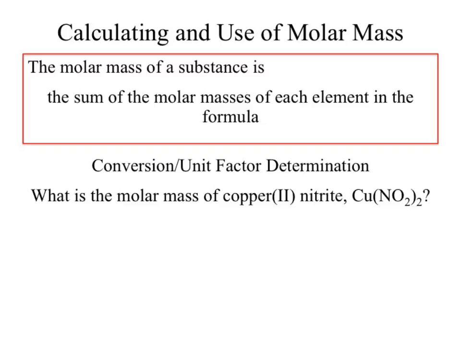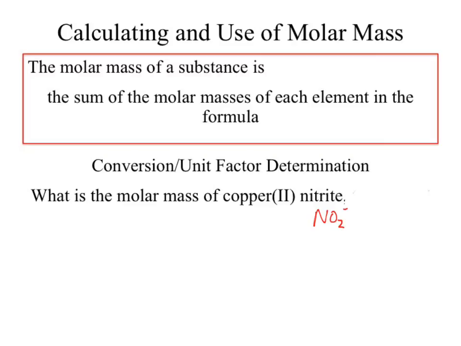So, calculating and using molar mass. I have a feeling you guys have an idea on how to do this, but let's go ahead and test it. Spend a quick second. Copper 2 nitrite. So to start this off, we need a proper formula. Once we know the formula, we can say how many of each of those atoms are present within our structure.